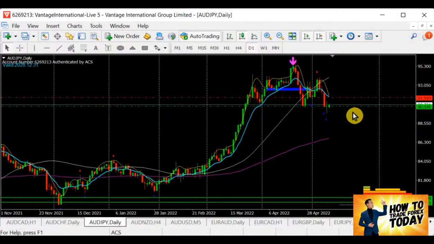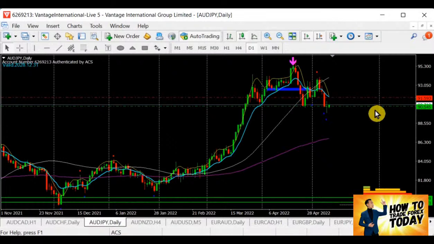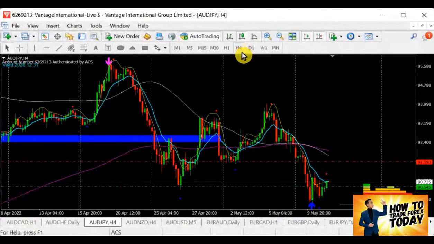Okay, Aussie Yen. First of all, let's identify the trend first. The first thing over here, we have a turn down, but I wouldn't say that we are exactly in the bear market. Currently, I will still be looking at selling. However, we are on the support. So I will still be looking at selling, right?